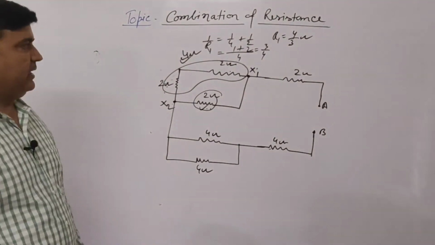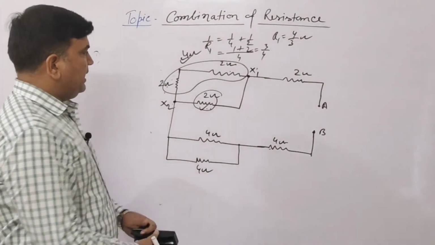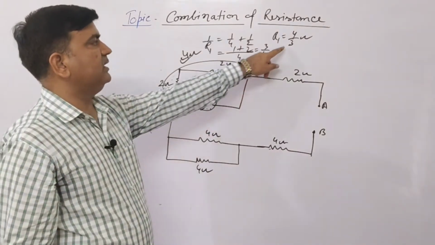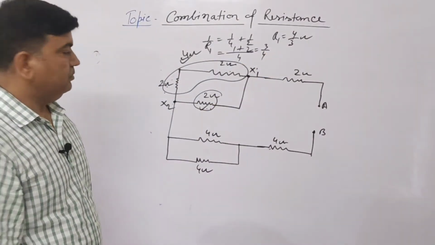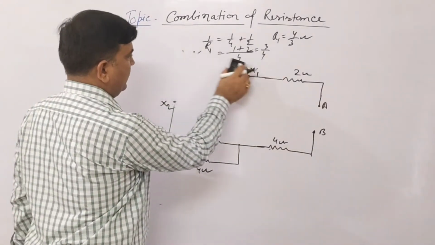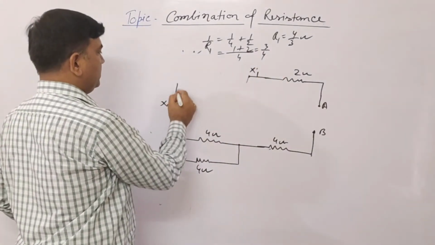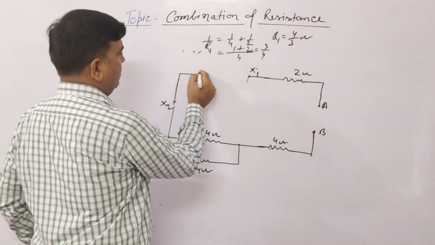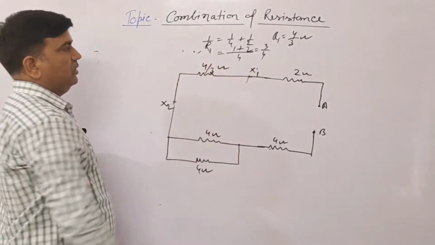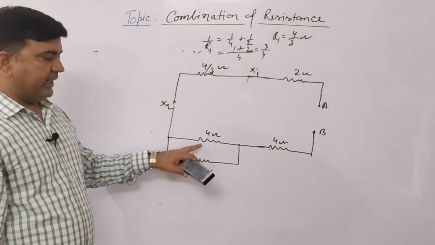It is equal to 4 by 3 ohm. So in the place of all these resistances, we have to connect the single resistance of 4 by 3 ohm. So now see the change of this circuit diagram. One single resistance of 4 by 3 ohm we have to use in this circuit diagram.